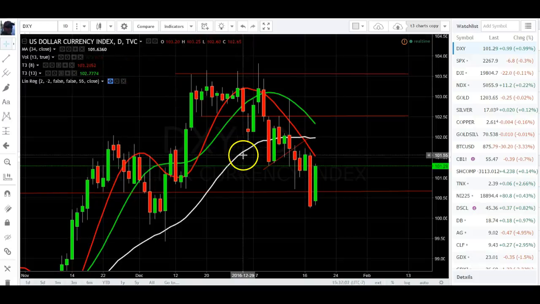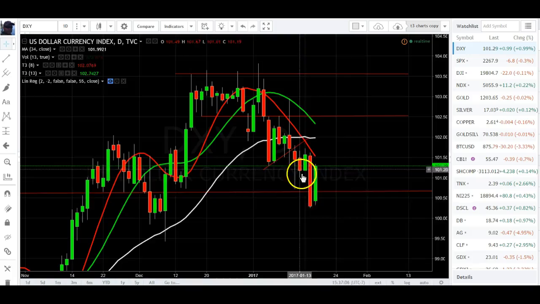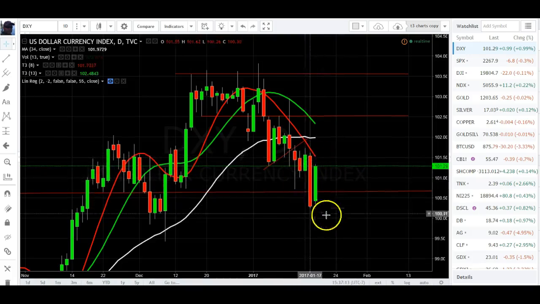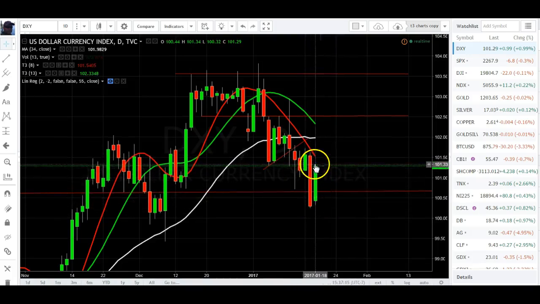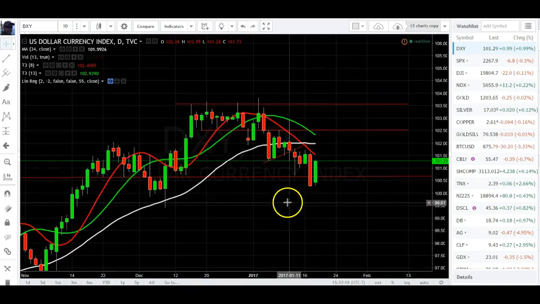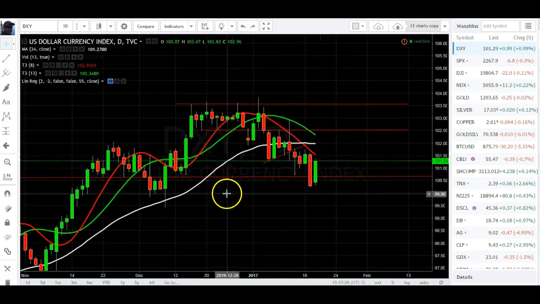Here we have the dollar. Pretty nice bounce today. And what we're looking at is a 2-bar reversal on a daily chart for the dollar. This is a bullish harami inside of the previous candle. So we'll see how this works out. Closing on its highs. Pretty nice bounce for a daily.